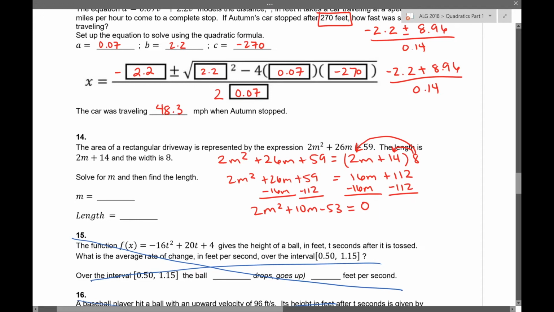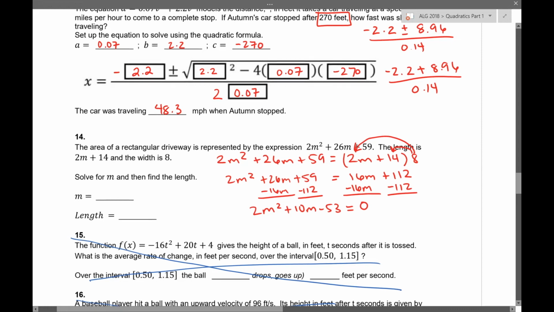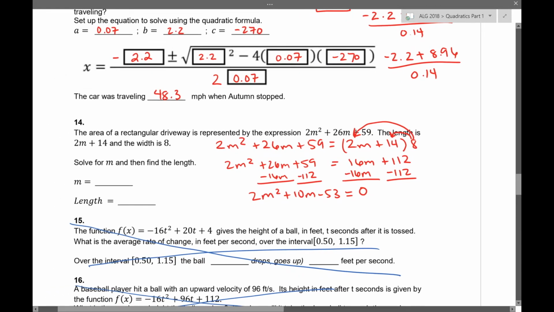Now I'm going to use my quadratic formula to solve. Like I said, this is a longer problem, so I'll set it up for you. My a is going to be 2, so I'll write that at the top: a, b, and c. My quadratic formula is x equals negative b, so negative 10 plus or minus the square root of 10 squared minus 4 times 2 times negative 53, over 2 times 2.